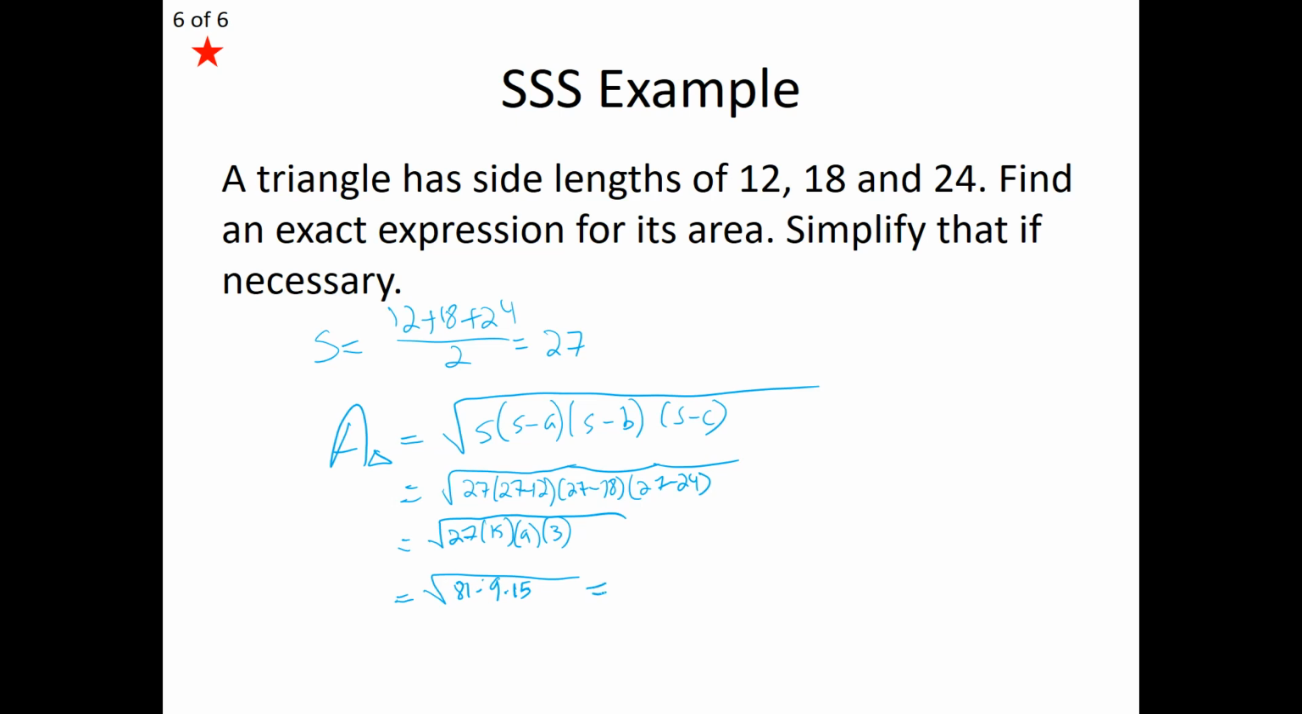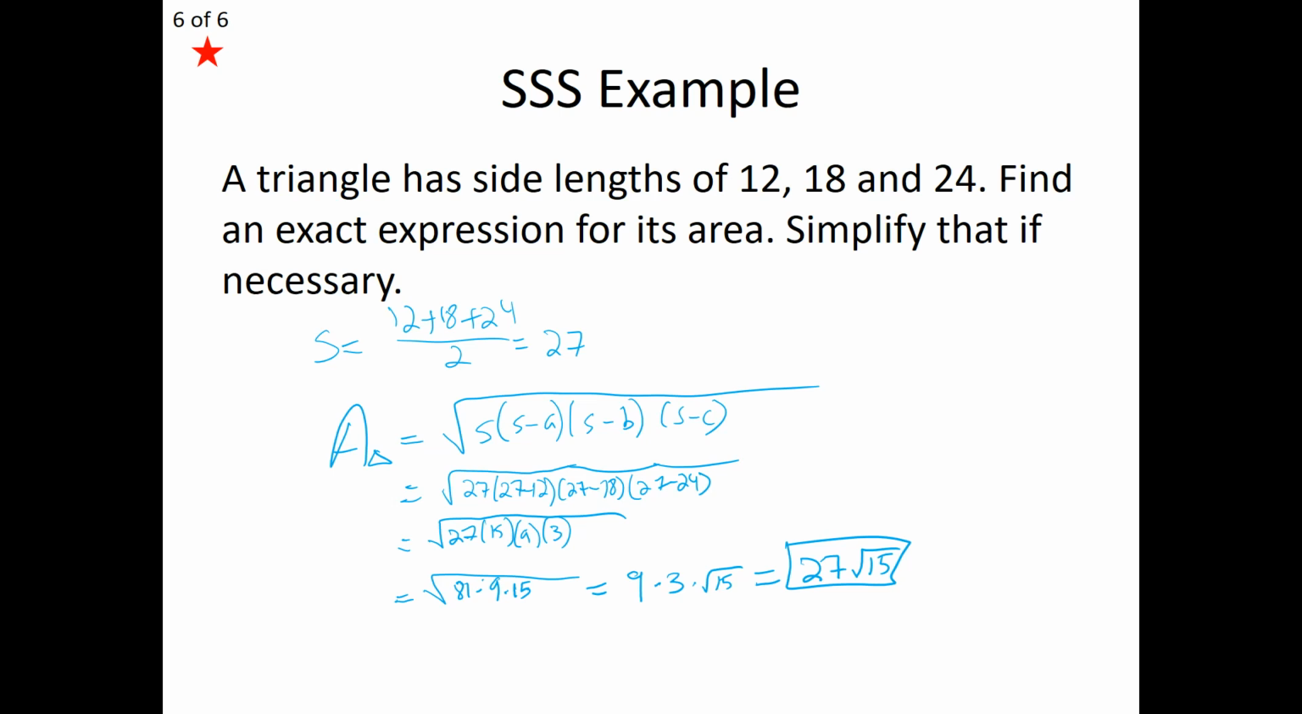I can take the square root of 81, which spits out a 9. The square root of 9 spits out a 3. And then the factor of 15 is stuck on the inside of our radical. I can then finish off by multiplying our outside numbers together. 9 times 3 is, in fact, 27. And that factor of 15, again, is stuck on the inside. And that's as far as we can simplify it. So there is our area of our side-side-side case of our triangle, and we can give it in exact form.